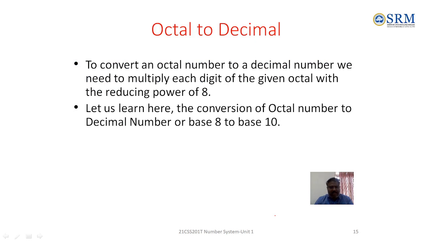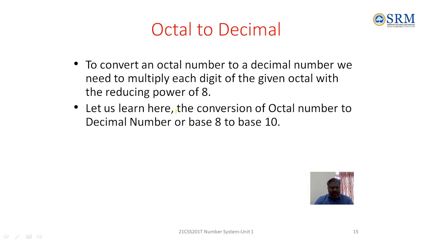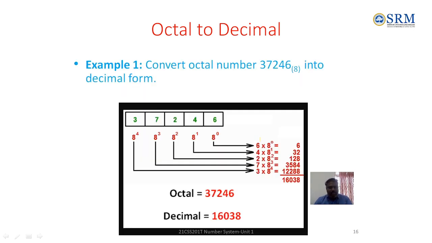And next thing is octal to decimal. Octal to decimal is as usual the same thing. What you are going to do is go for the concept of power. In the power of 8, we can say this is called octal, but the octal can be converted into base 10. Base 10 is called decimal. Okay, base 10 is called decimal. Next one, octal to decimal.